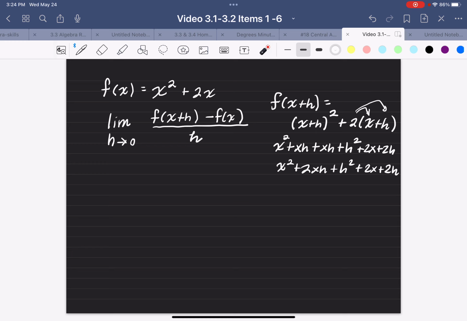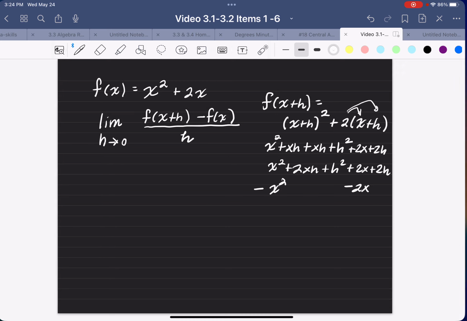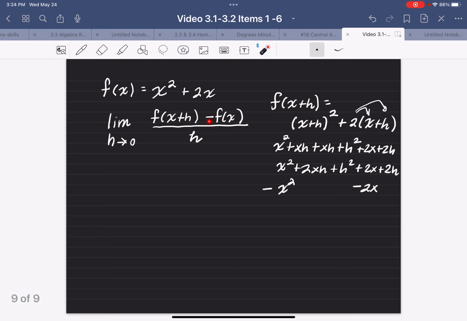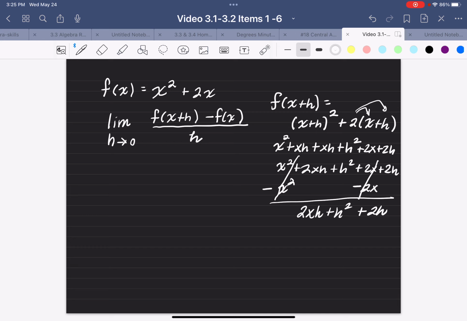Now, look at the second part of the formula. It says from this, we're going to subtract the original function. So I've got to subtract an x squared, and I've got to subtract a 2x. So I'm basically taking the opposite of every term in f of x, and then I'm going to combine it with the f of x plus h, and so the x squares cancel out and the 2x's cancel out, and I have 2xh plus h squared plus 2h.